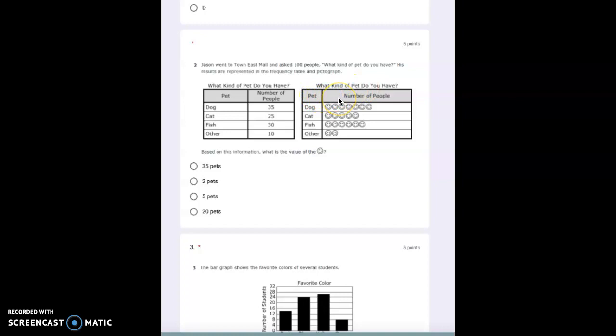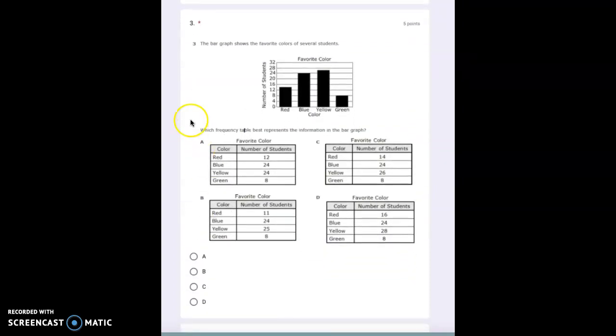Pet, number of people. What does this smiley face represent? So based on this information, what is the value of this smiley face? So how many smiley faces will equal the number of people? 35 pets, 2 pets, 5 pets, 20 pets. Pause and answer the question.